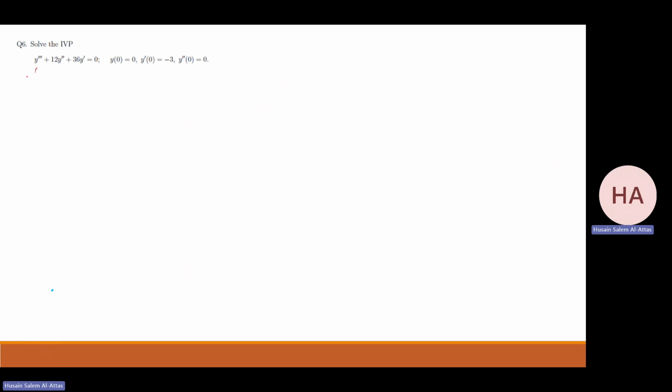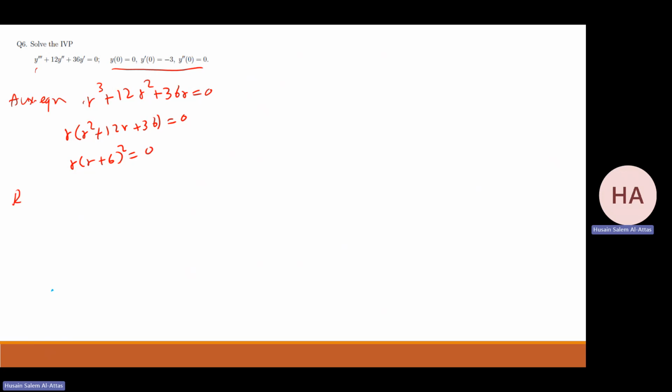Solve this equation. I have the auxiliary equation and initial conditions. First, let me solve the equation. r cubed plus 12r squared plus 36r equals 0. So you can take r squared plus 12r plus 36 equals 0, which gives r plus 6 all squared equals 0. So what are the roots? 0, minus 6, minus 6. General solution: y equals c1 plus c2 e to the minus 6x plus c3 x e to the minus 6x.